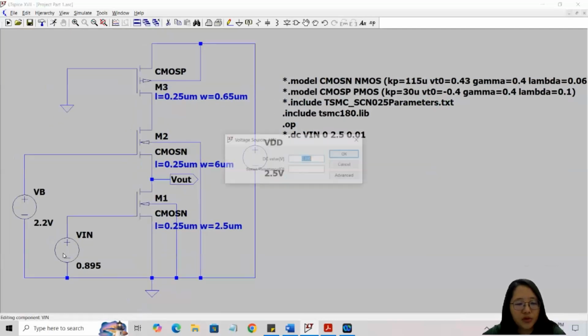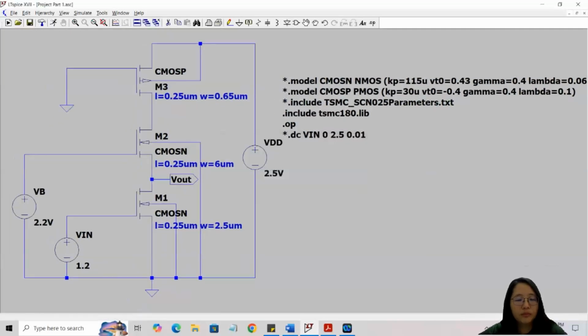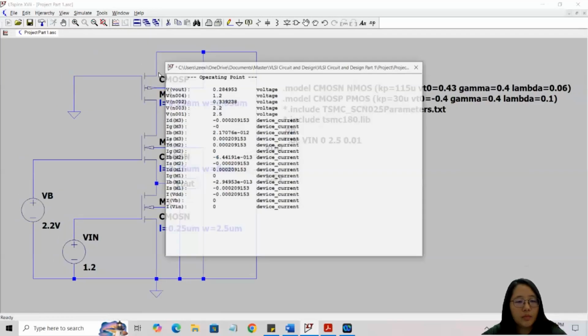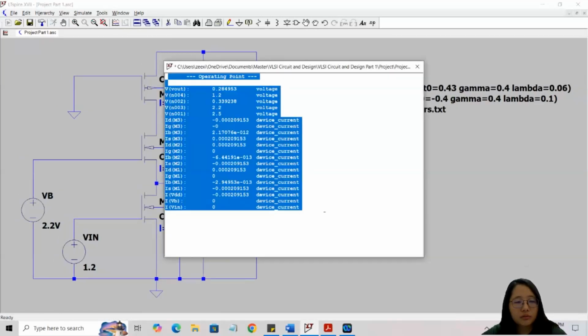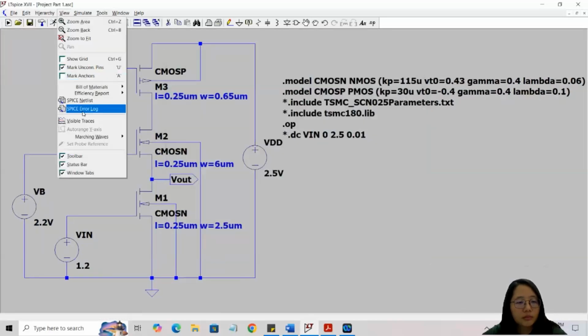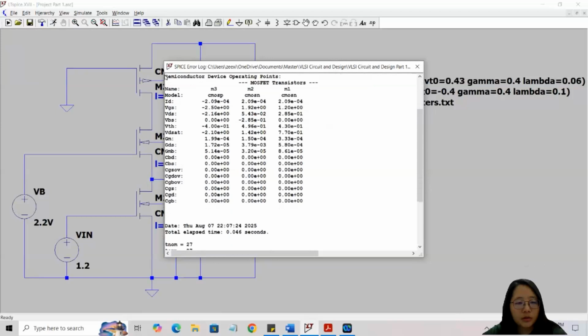Next, I will proceed to Vin equal to 1.2 volt. So I will simulate for SPICE level 1. This one is the operating point for SPICE level 1, and this one is the VL value. And this one is the SPICE error log. Then we can get the ID, VGS, and VDS from here for M1, M2, and M3, and then calculate the operating region for M1, M2, and M3.